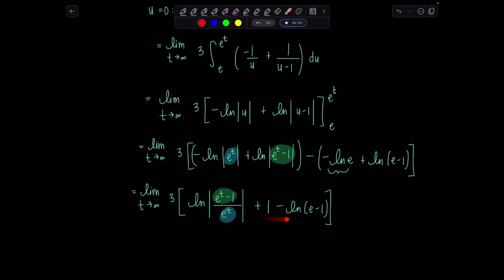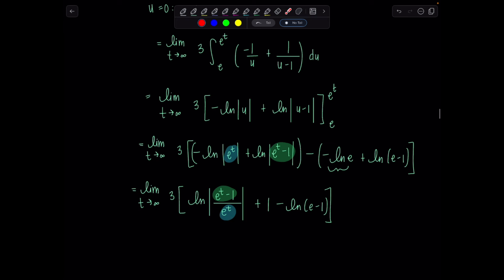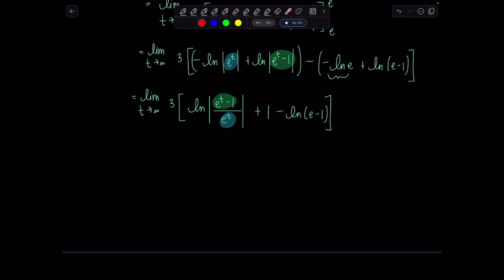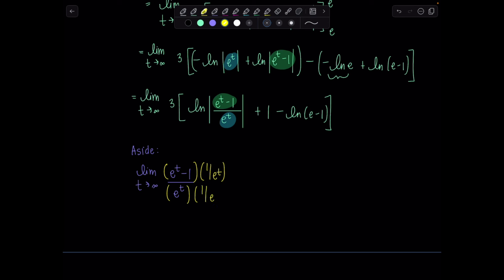So I'm not really worried what's happening to them as t goes to infinity. What's going on here? T is going to infinity, so the numerator is approaching infinity and the denominator is approaching infinity. You could apply L'Hopital's rule if you want off to the side, or you don't have to. As a little aside, if we look at the limit as t approaches infinity of e to the t minus 1 over e to the t, you could do L'Hopital's rule, or you could just divide everybody by e to the t. So multiply by 1 over e to the t.